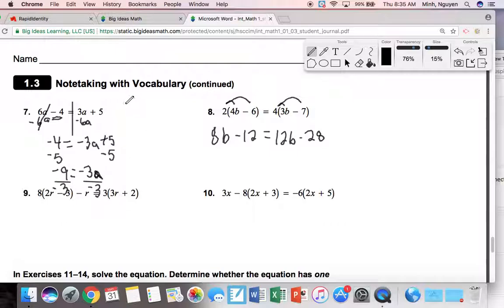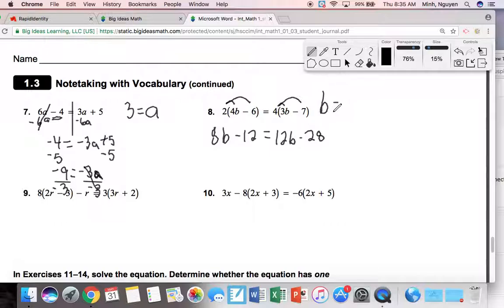Negative 9 divided by negative 3 is positive 3 equals a. Okay, that's your answer. Leaving number 8 to you to figure out. I will leave you the answer so that you can double check.